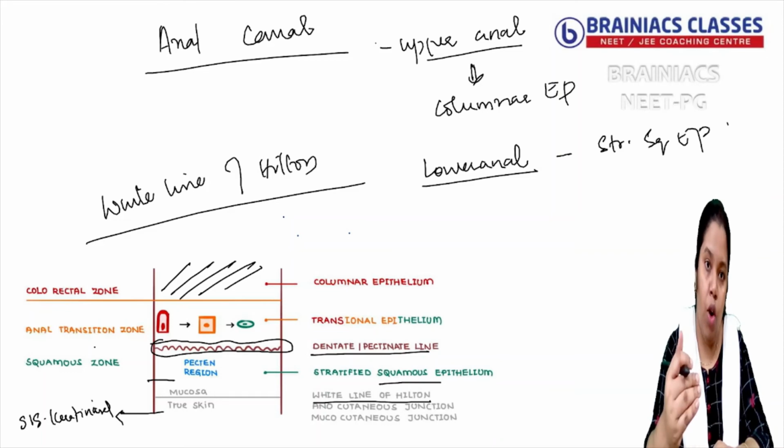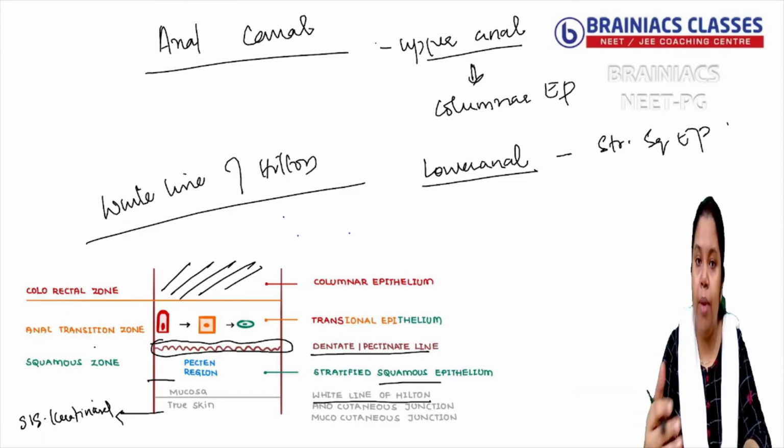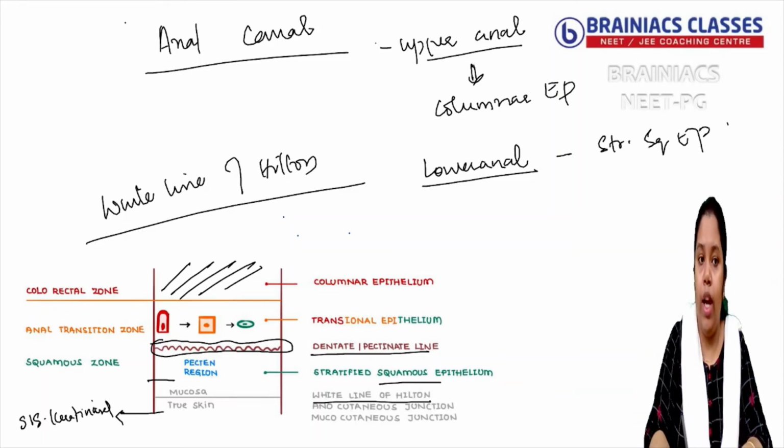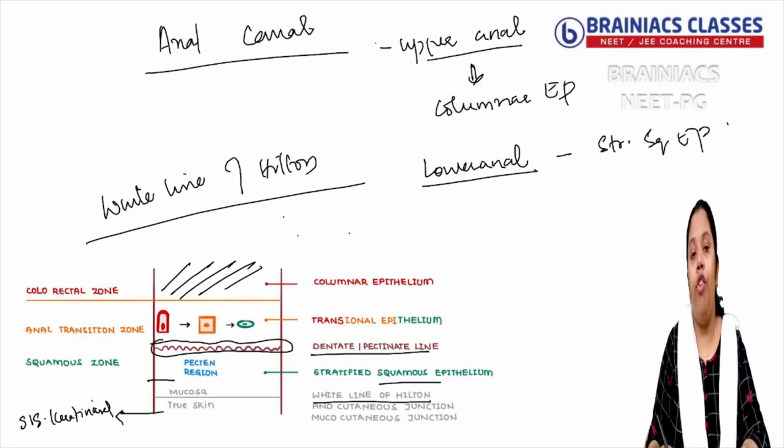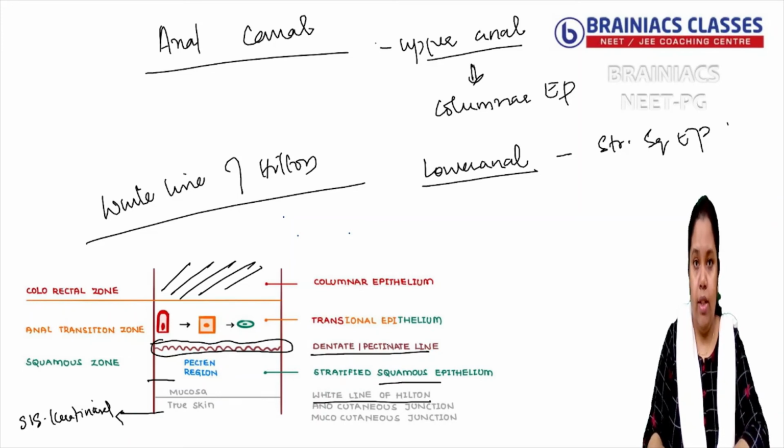Okay, so you need to know this difference. First you have the colorectal zone where you have columnar epithelium, then you have the transitional zone where you can have columnar, cuboidal or squamous epithelium, then you have the pectinate line or the dentate line, below you have the stratified squamous non-keratinized epithelium, then you have the white line of Hilton, and below the white line of Hilton you have stratified squamous keratinized epithelium. Okay, so this is about the large intestine.